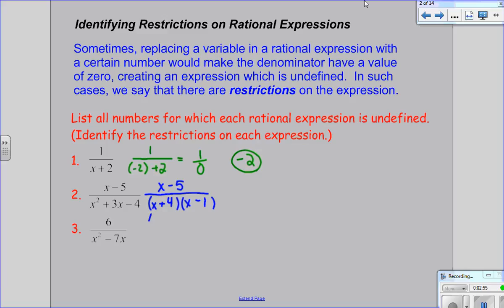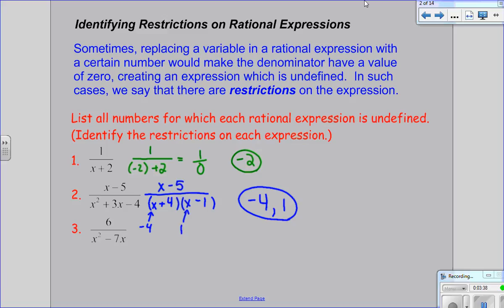For this x, if we plug in a -4, we would end up with -4 plus 4, which would make that first binomial equal 0. And 0 times anything is 0. So that would mean that our denominator would be 0. So -4 would be our one restriction. And for this x, if I were to plug in a 1, in my second binomial I'd get 1 minus 1, which would equal 0. And 0 times anything would be 0. So my other restriction is 1. So here there were two restrictions.